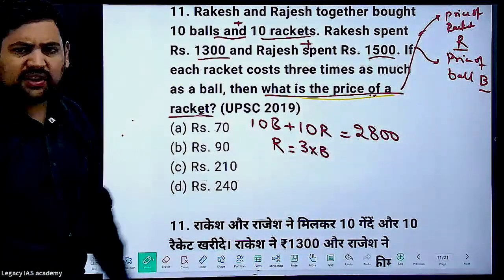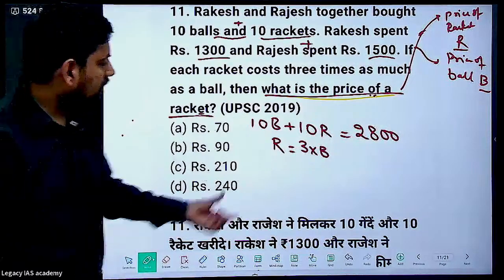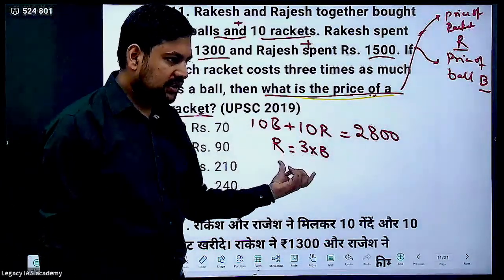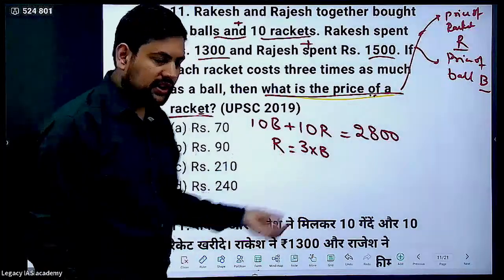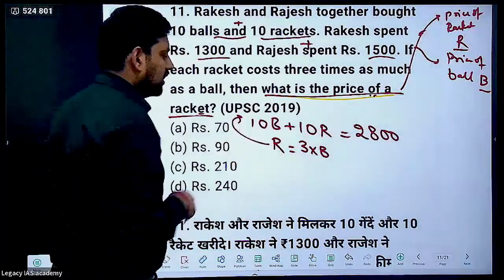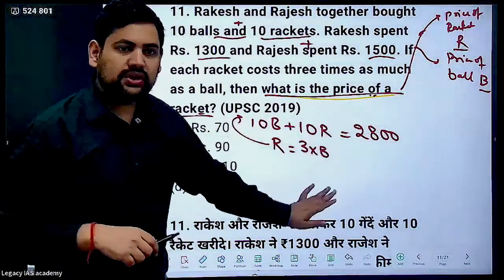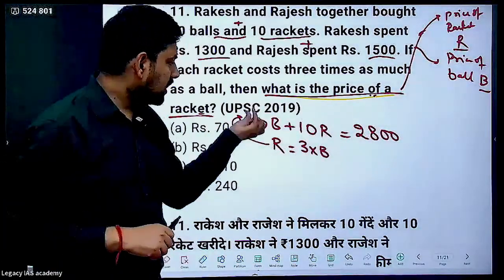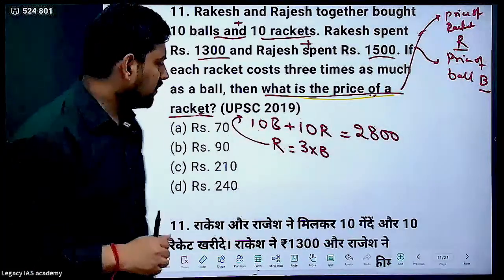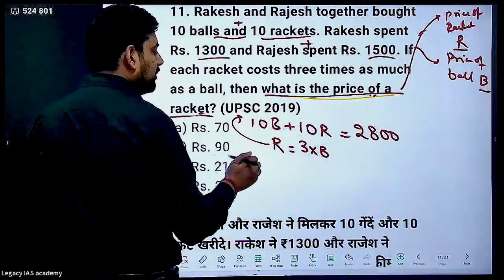These are your two equations. Now you have to do what? If an equation is like this, if it is a direct relation, you do substitution. If it was a long equation like this, then you use elimination. So R is equal to 3B. You can put it here and get the values.